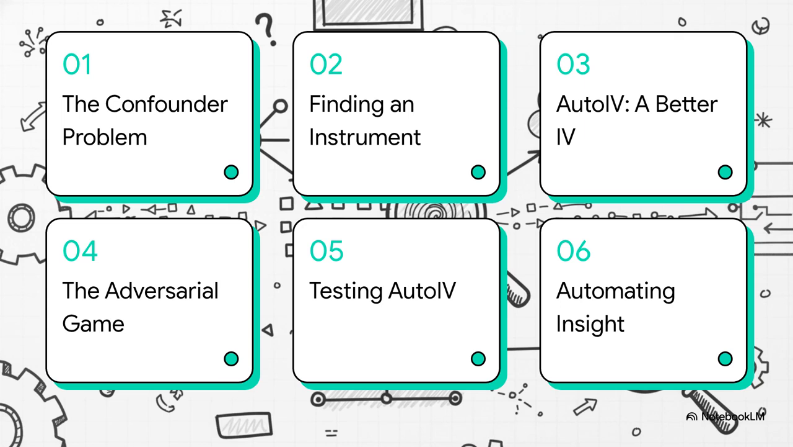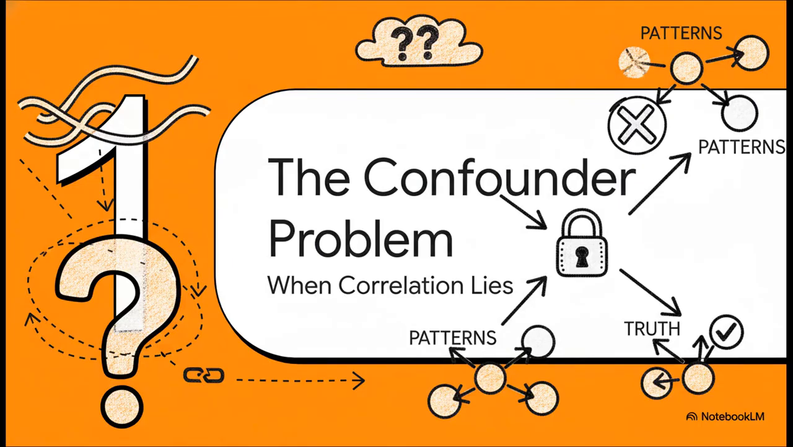So here's our game plan. First, we'll get a handle on this whole hidden confounder problem. Then we'll look at the classic way people try to solve it. After that, we'll dive into how AutoIV builds a way better solution, get into the nuts and bolts of how it works with a clever adversarial game, see if it actually holds up in the real world, and then we'll wrap it all up with the big picture. All right, let's get right to it.